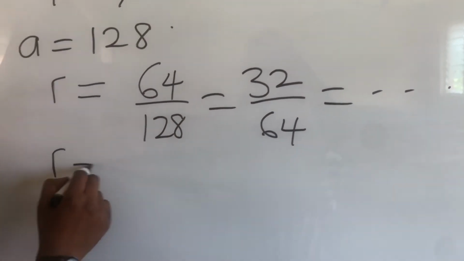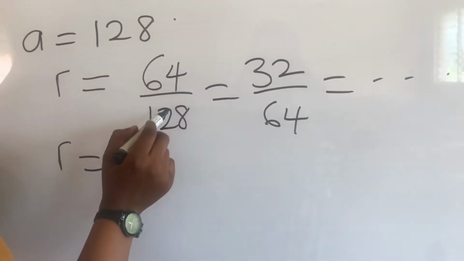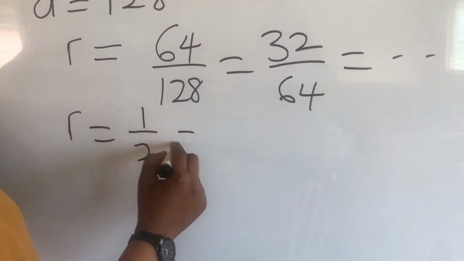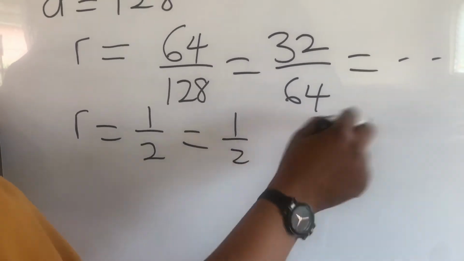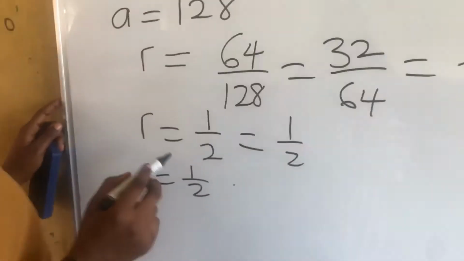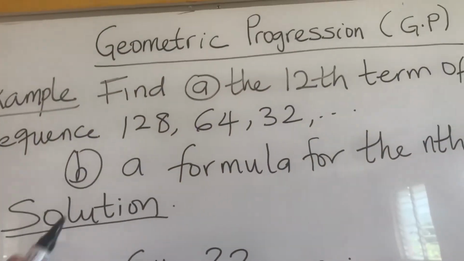So, the common ratio here, 64 divided by 128, is 1 over 2. And this one also is 1 over 2. So that means the common ratio here is 1 over 2. Now, they ask us to find the 12th term.